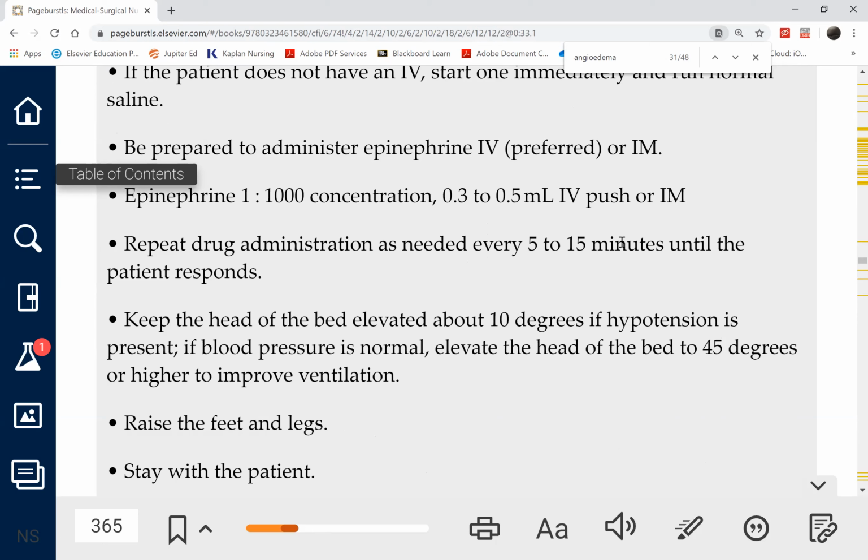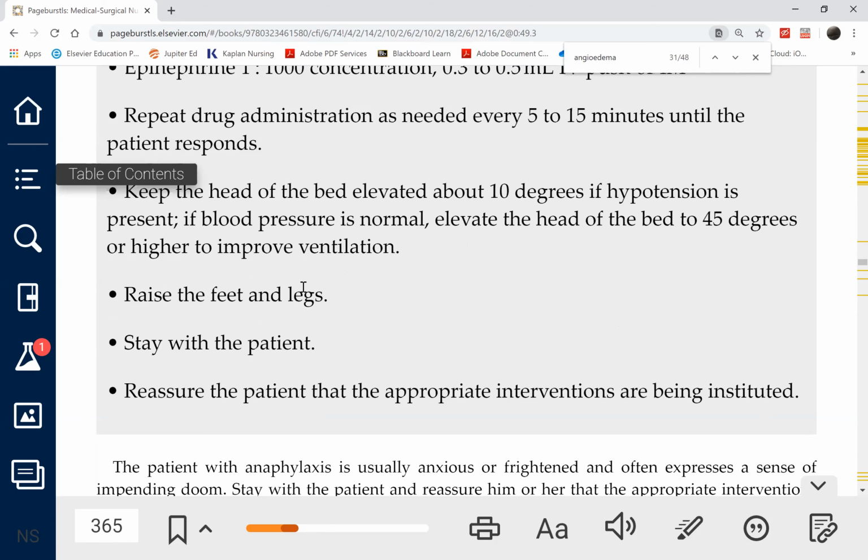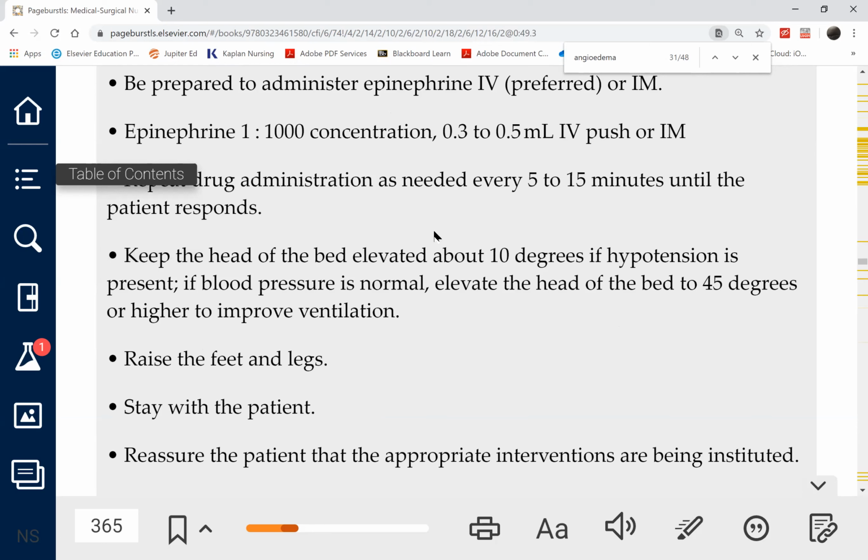This can be repeated every 5 to 15 minutes because this is short acting. So there may be what they call another rebound reaction after the epinephrine wears off, so you can repeat the dose. Why do we raise the patient's legs? For circulation to return, venous return. Yeah, venous return, because that will help increase blood pressure. Why can't we elevate the head of the bed?